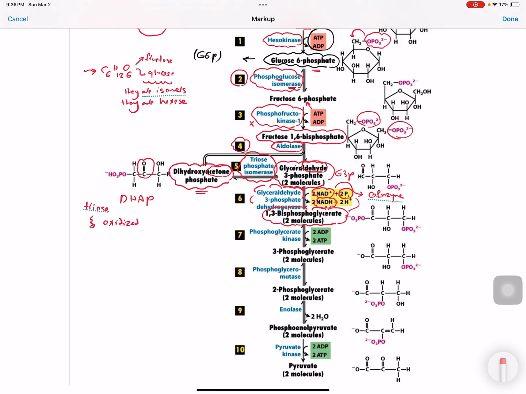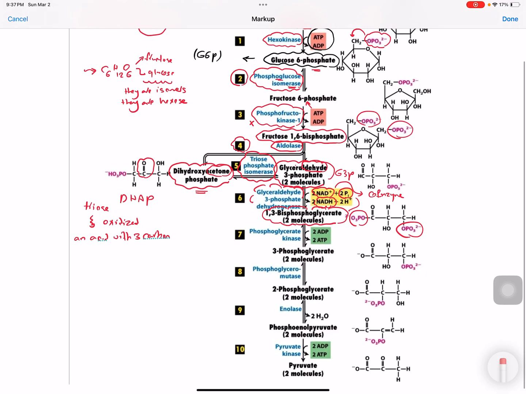So this means the triose is oxidized to an acid with 3 carbons, that is called 1,3-bisphosphoglycerate, that contains 2 phosphate groups added to the first and third carbon of phosphoglycerate or glycerate, which acts as acid. So after that, there is another enzyme that is called phosphoglycerate kinase.